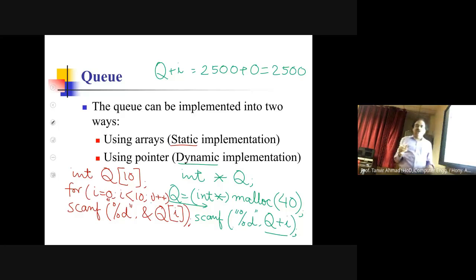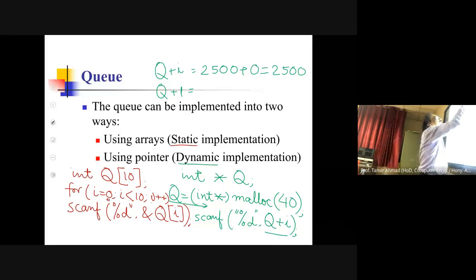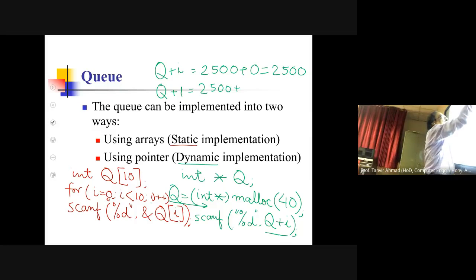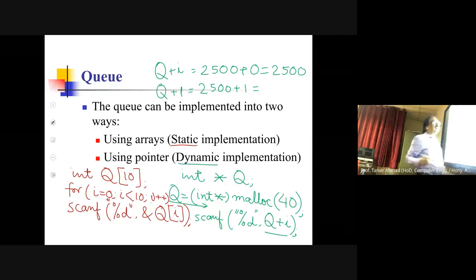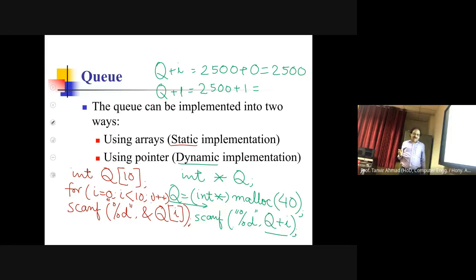Now, those of you who are not very conversant in pointers, try to understand this line very well. Now, the second time, when the loop iterates from I equal to 0 to I plus 1, this will become Q plus 1. That is nothing but 2500 plus 1, which will be how much?